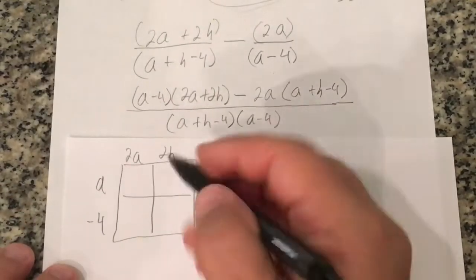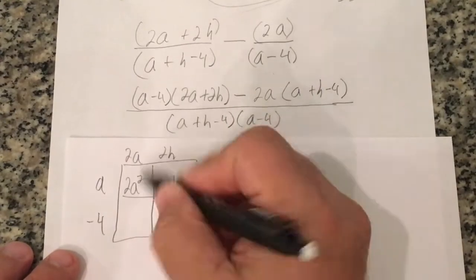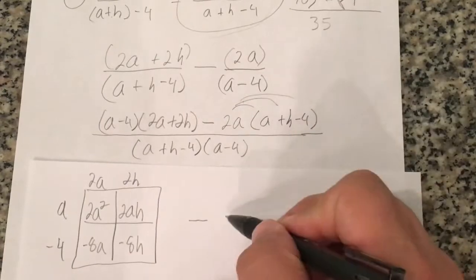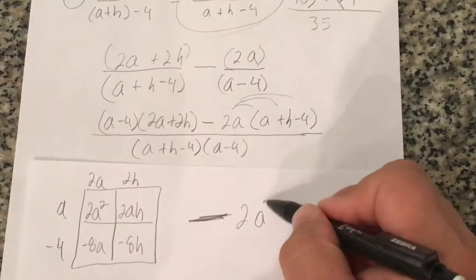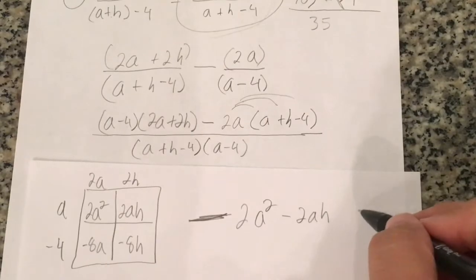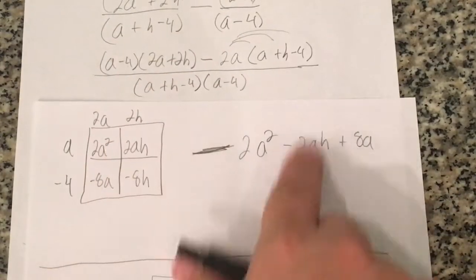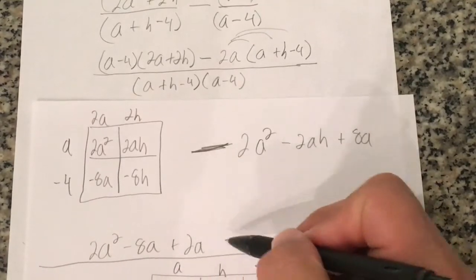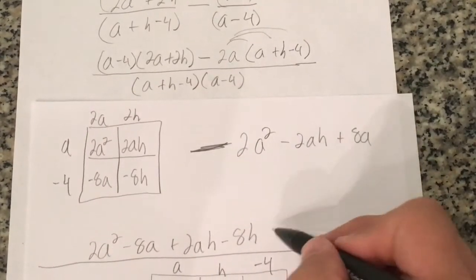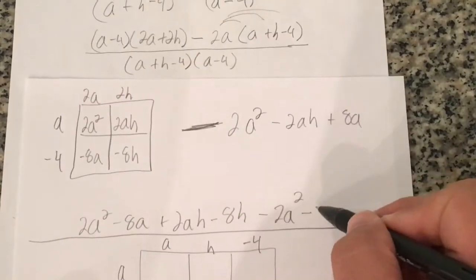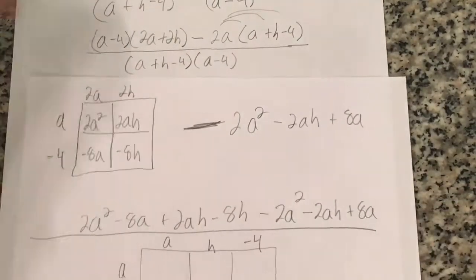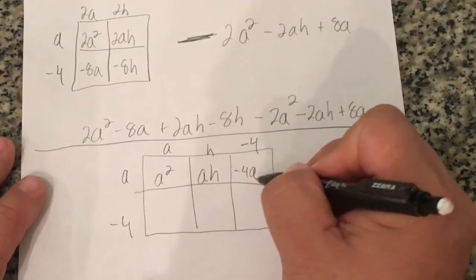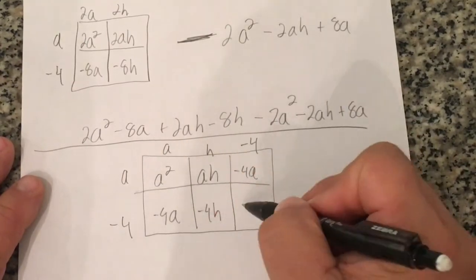So let's see here. This is going to give me 2a squared, 2ah, negative 8a, negative 8h. Then I'm going to distribute this negative 2 across. That's going to give me negative 2a squared minus 2ah plus 8a. So I'm going to simplify this and write this down all on the top. So it's going to give me 2a squared minus 8a plus 2ah minus 8h minus 2a squared minus 2ah plus 8a. Now I'm going to FOIL this out. That's going to give me a squared, ah minus 4a minus 4a minus 4h plus 16.